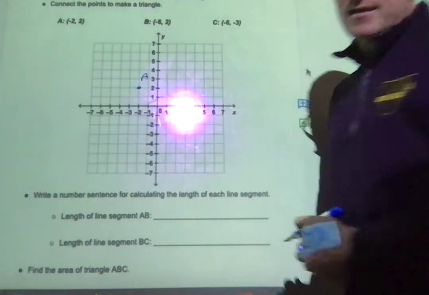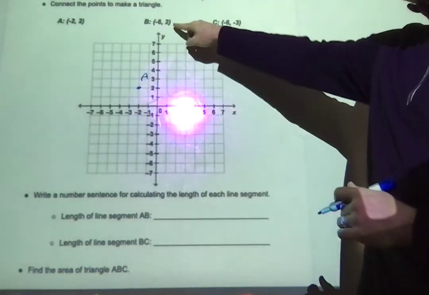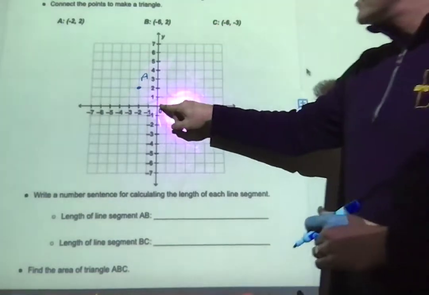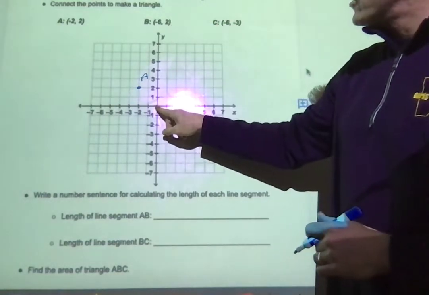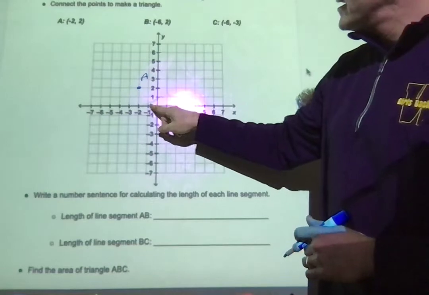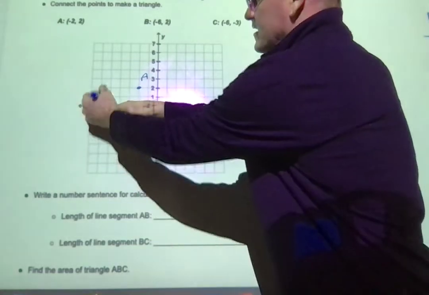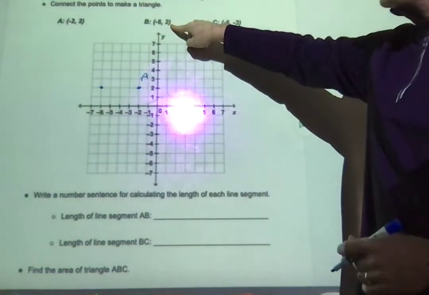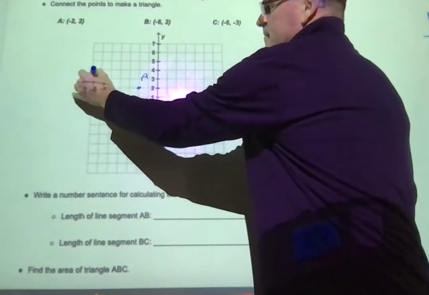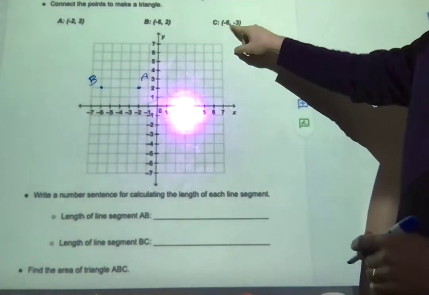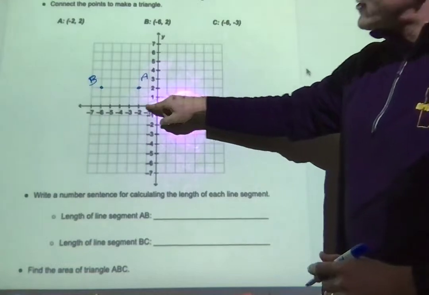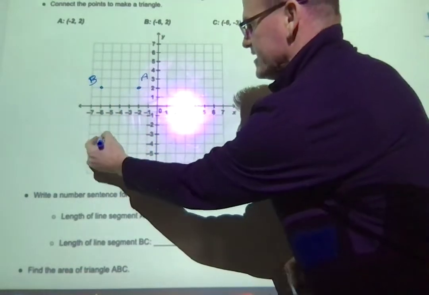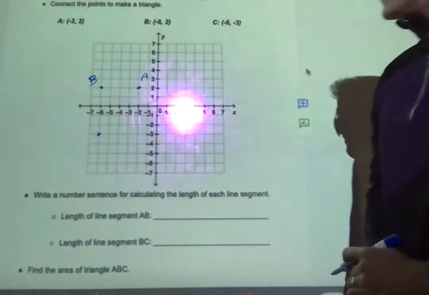There's point A. Next one, point B, is -6, 2. So I go over 6. Again, start at the origin, at the 0 here, right in the middle, and -6, up 2, because it's positive on the y, and label that B. And then point C is -6, -3. So again, start at the origin, -6, -3. I end up down here because I'm on the negative side.